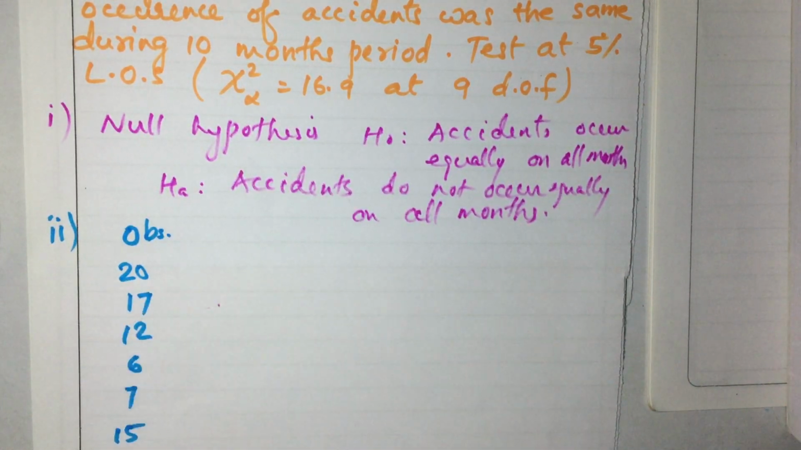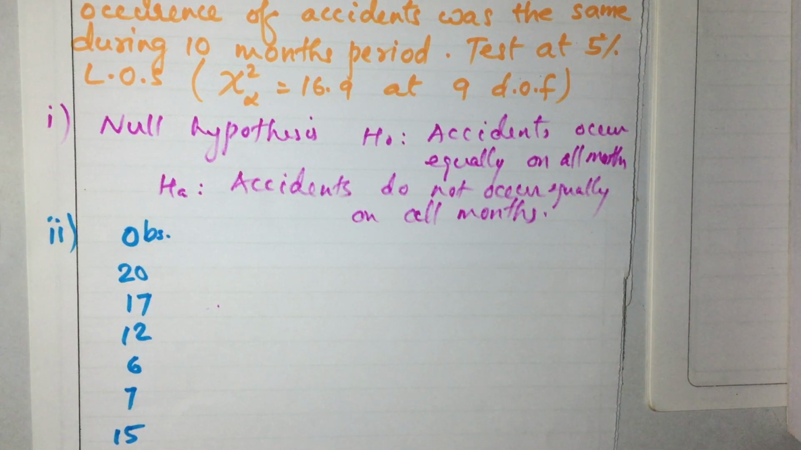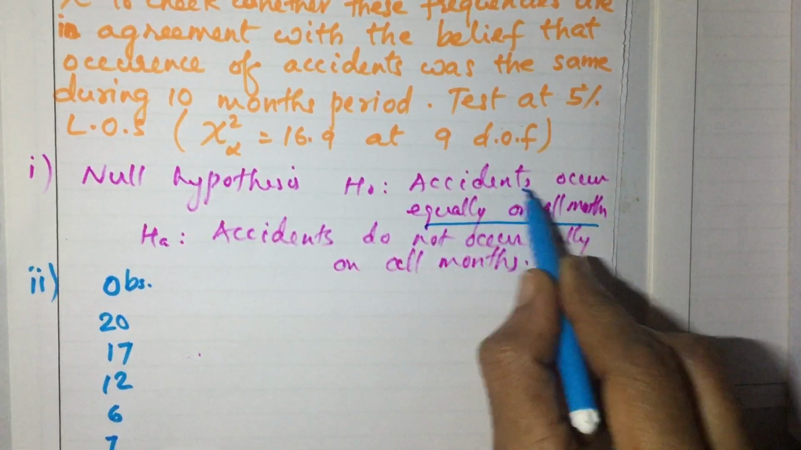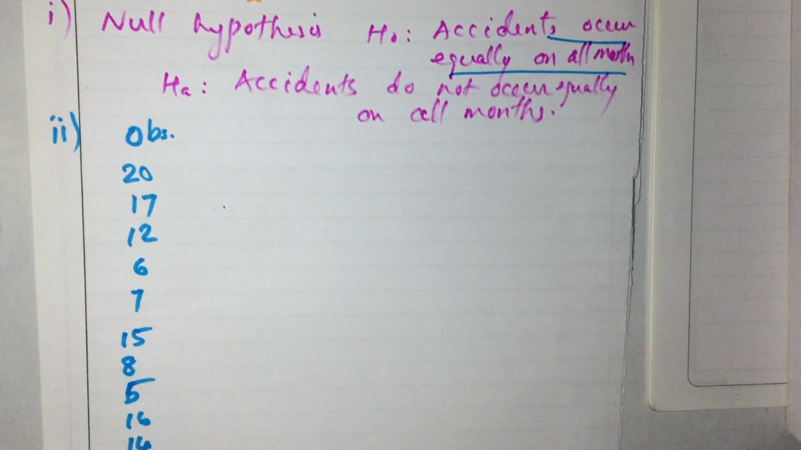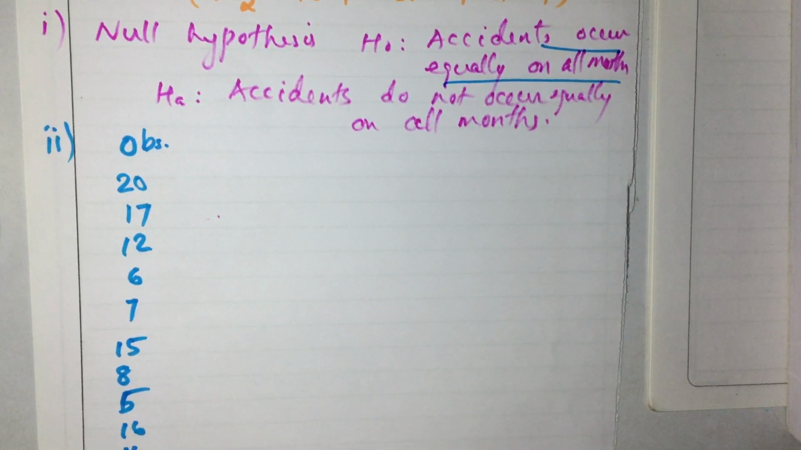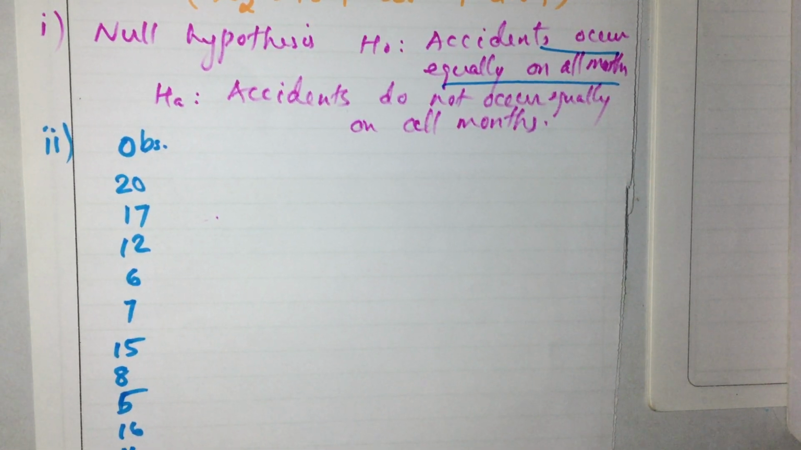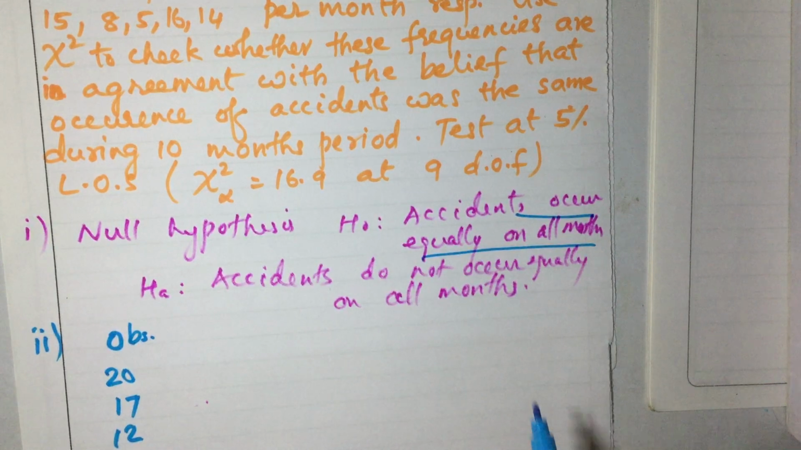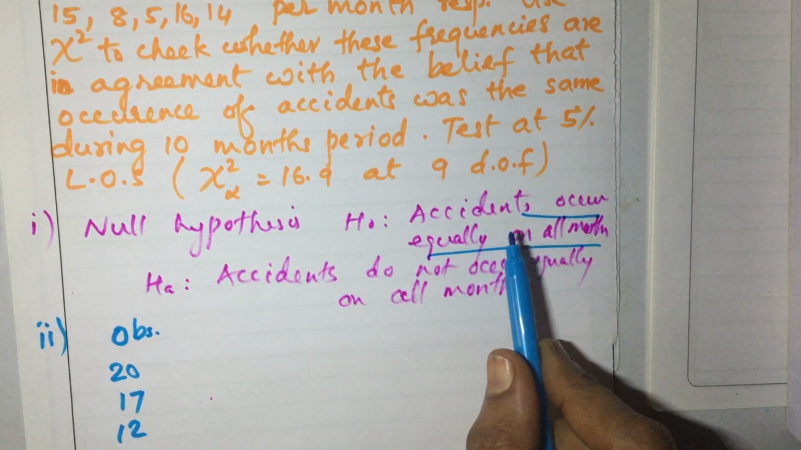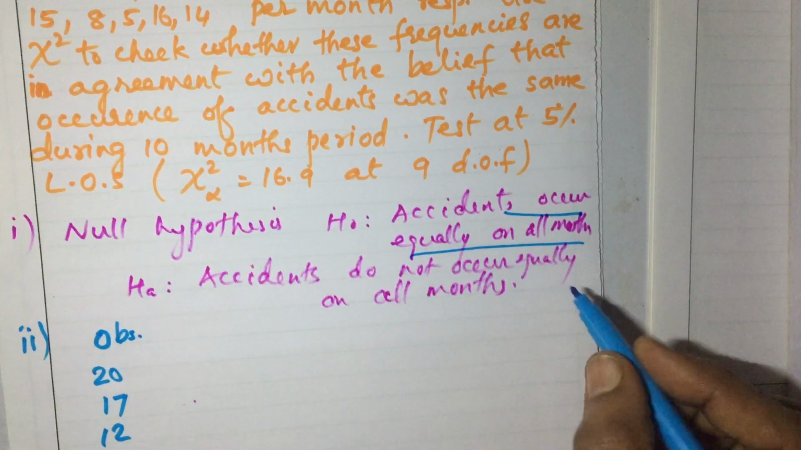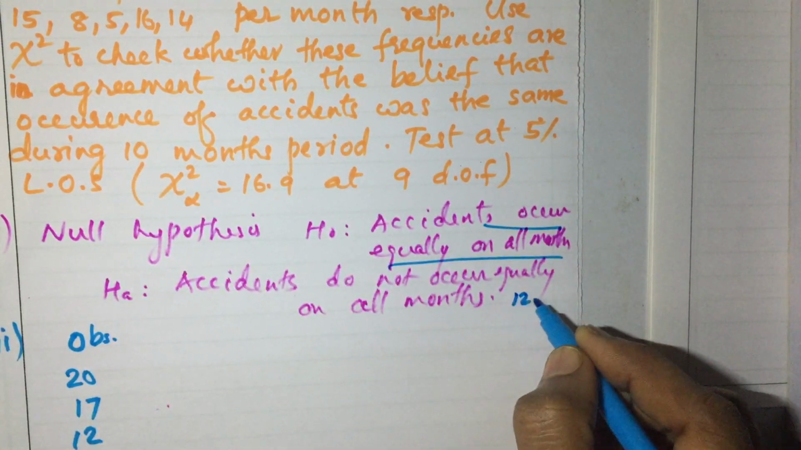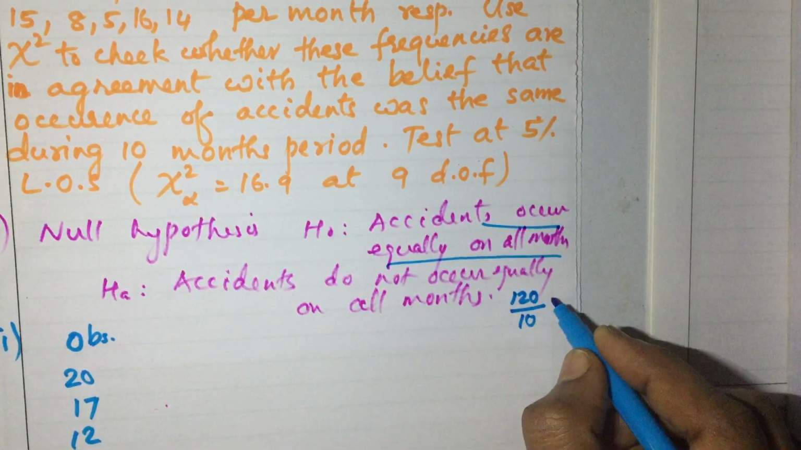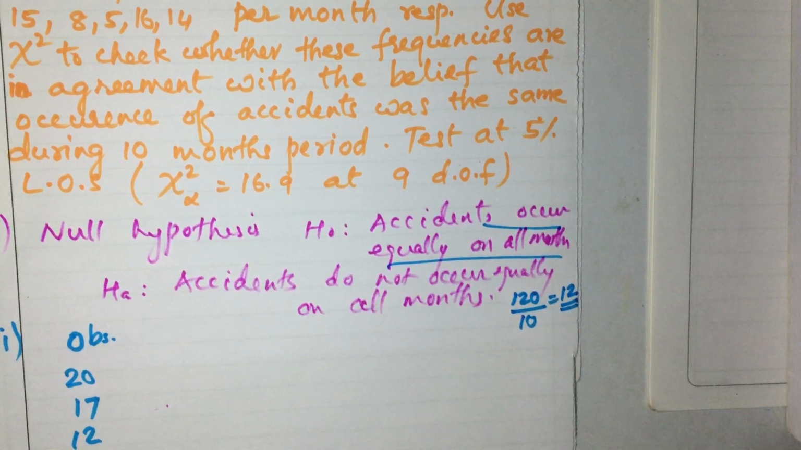So I have written all the given frequencies here; those frequencies are the observed frequencies. Therefore, if the accidents are occurring equally, this total is given as 120. So what should be the expected frequency? If we consider the accidents occur equally on each month, then in a month it should be the total 120 divided by 10, so in a month 12 accidents must happen.